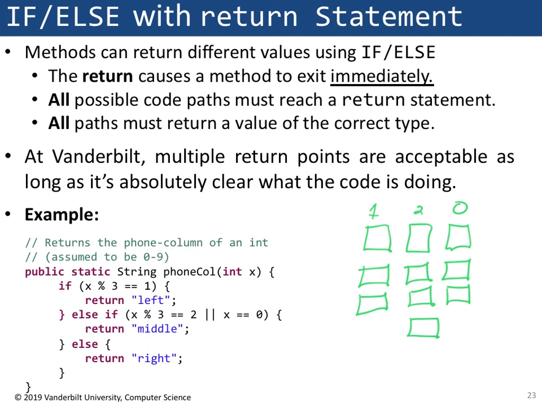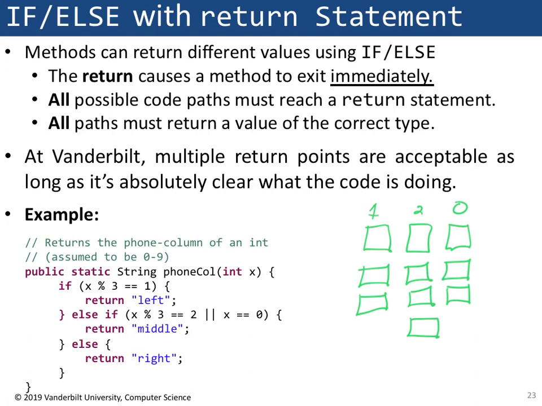So 1, 2, 3, this would be 4. When 4 is modded by 3, we have 1. When 5 is modded by 3, we have 2. When 6 is modded by 3, we have 0. So we see here that the number on the key modded by 3 tells us which column we are in, with the farthest left column being column 1, the middle column being column 2, and the farthest right column being column 0. So in our code, we mod the number by 3, and if it is equal to 1, we return left.